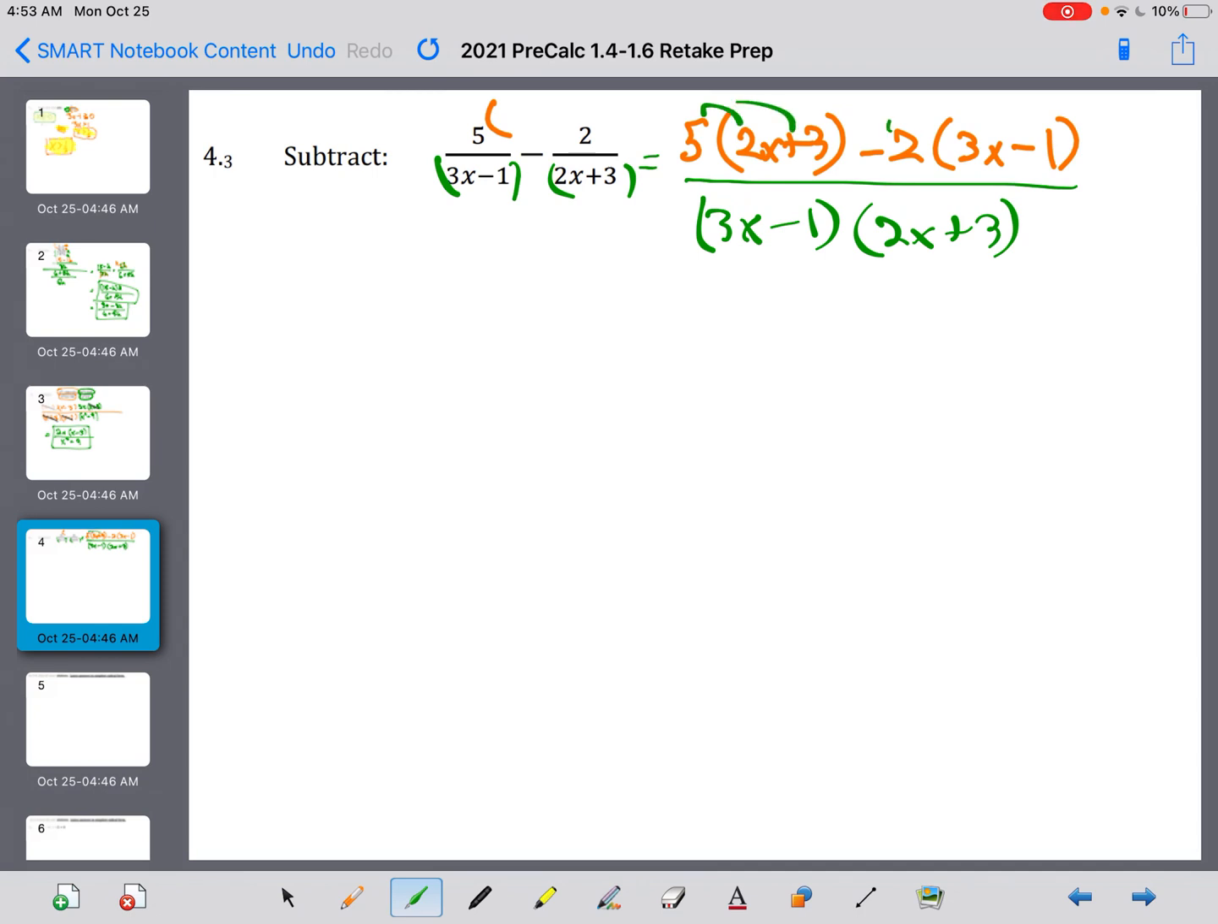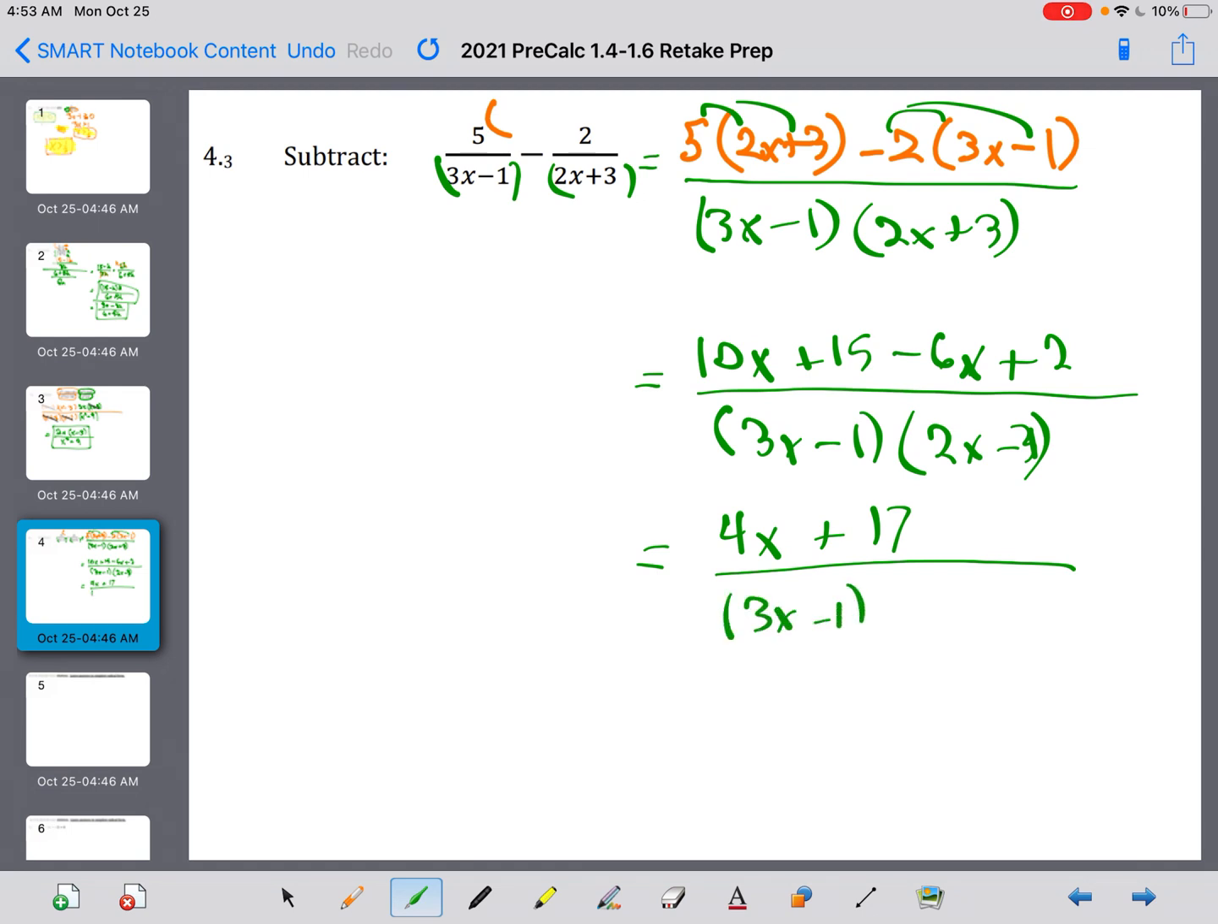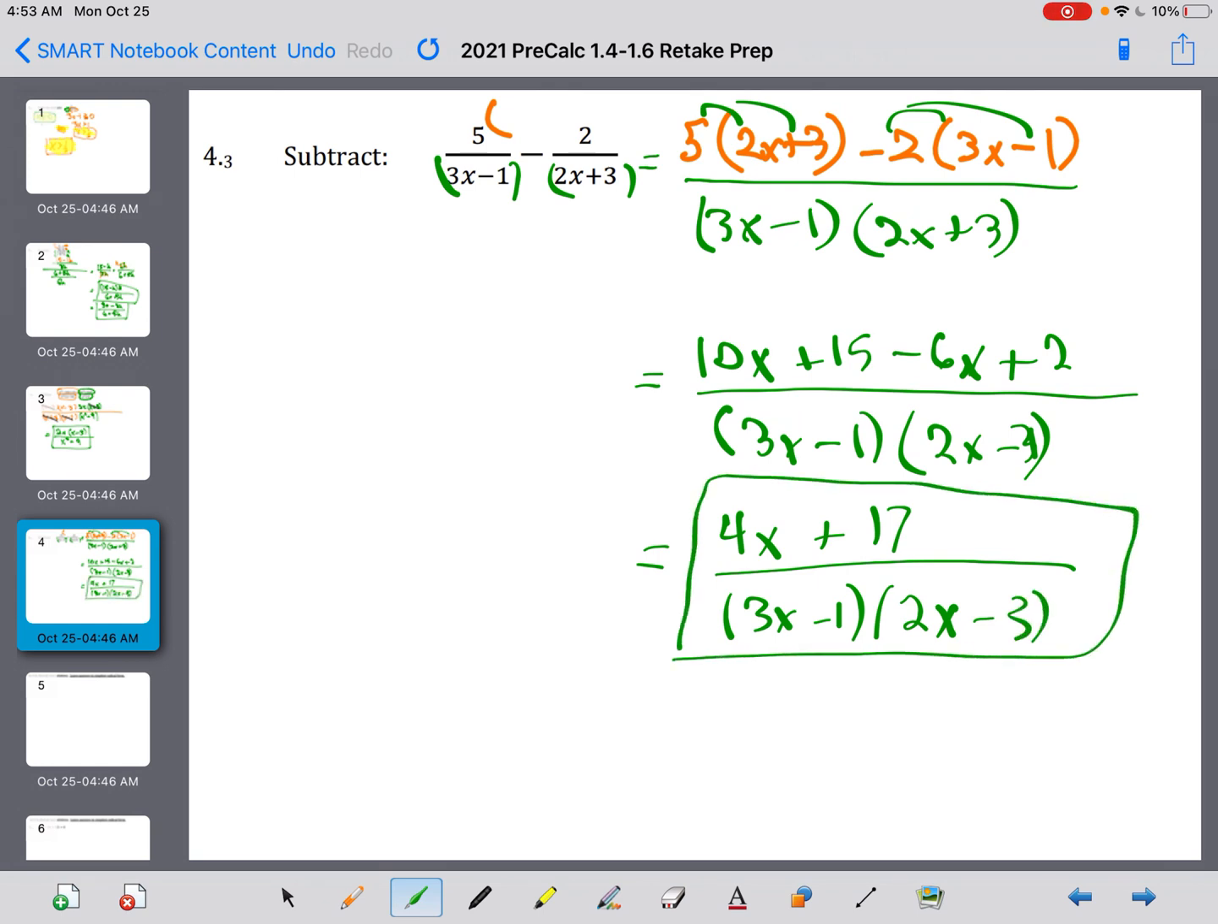So now we've got to do a little distribute here and distribute carefully that negative 2. The denominator is still what it was. And now I get 10x plus 15 minus 6x plus 2. And simplifying the x pieces, I get 4x. Simplifying the numbers, I get 17. And again, the denominator does not change. And we do not have to expand out the denominator there. So if everything went according to plan, we're in good shape there.